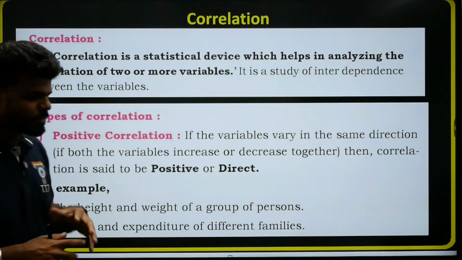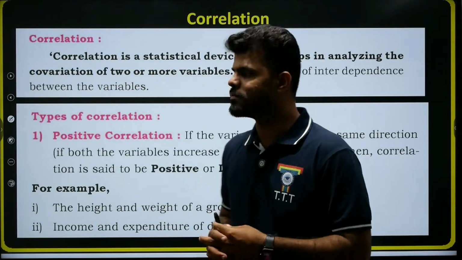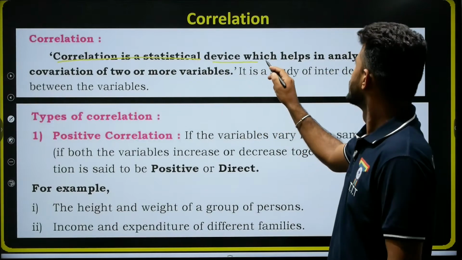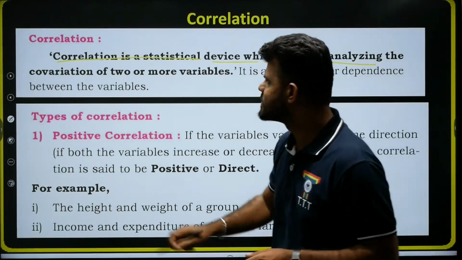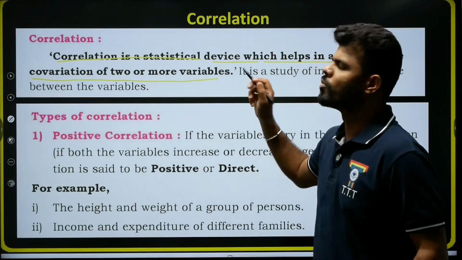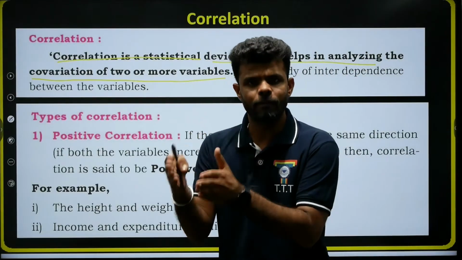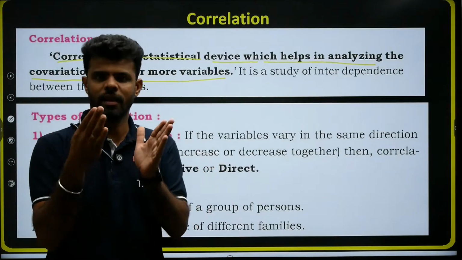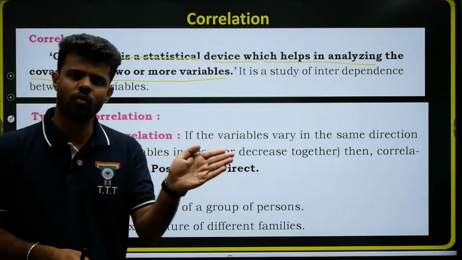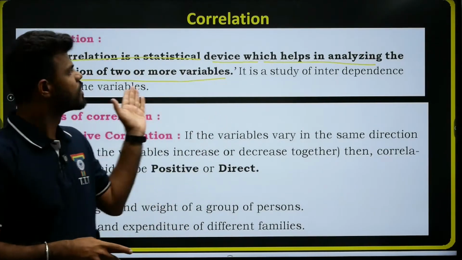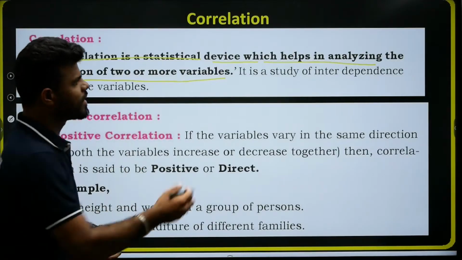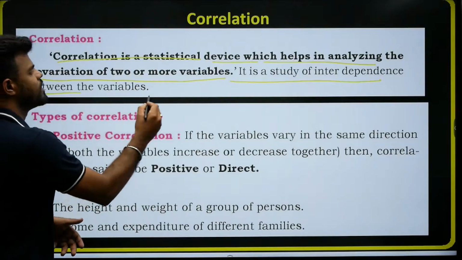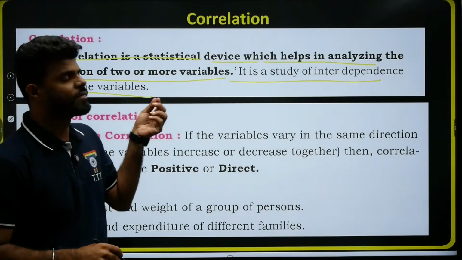What do you mean by correlation? Correlation is a statistical device which helps in analyzing the covariation of two or more variables. That means if you have two or more variables, you have to check the variation in each variable, then it is called correlation. Or we can say that it is a study of interdependence between the variables. So that is the proper definition of correlation.